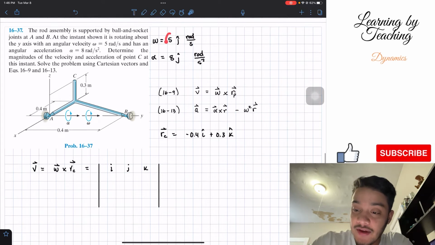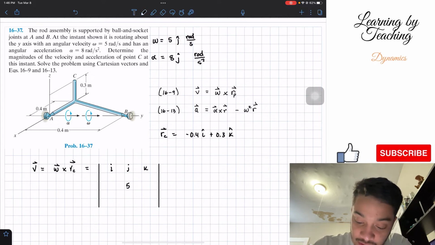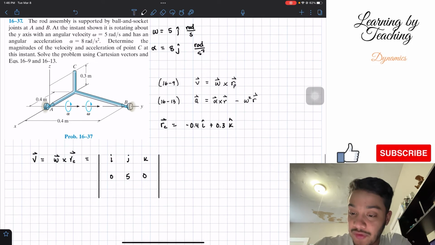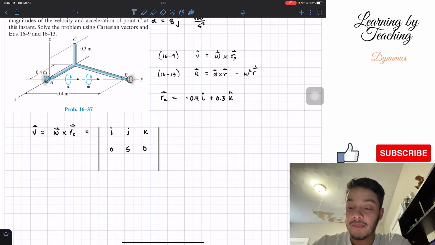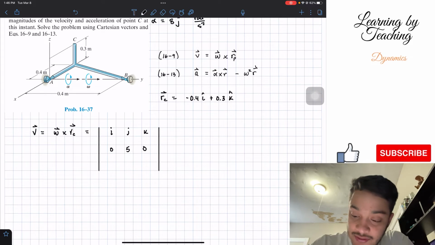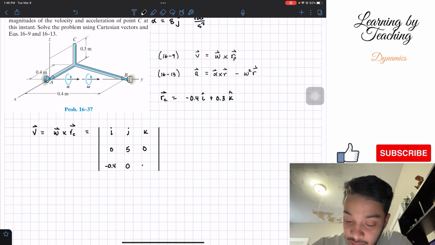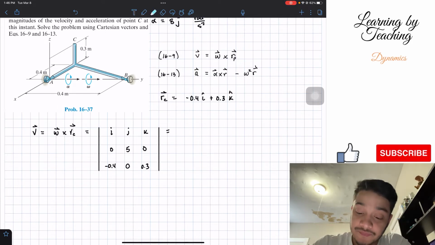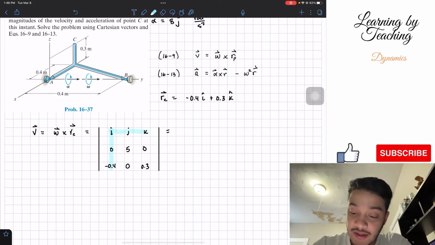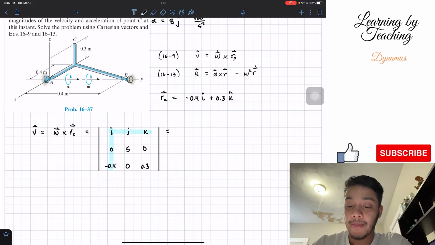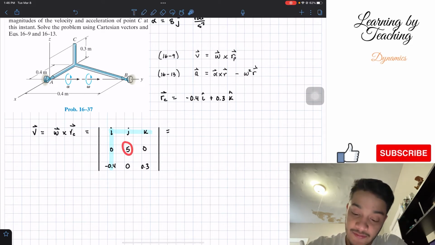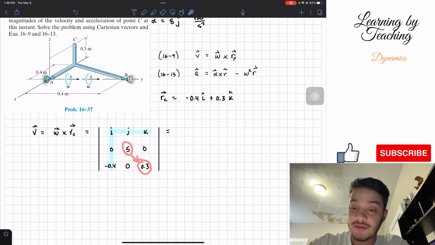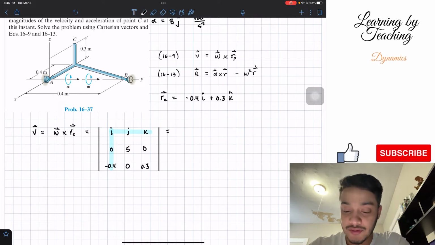then we put first omega. Omega is only 5 in the j, so I'm going to put 5 in the j and 0 for the rest, for i and k. My r_C is equal to negative 0.4 in the i direction, 0 in the j direction, and positive 0.3 in the k direction. And the way that I like to solve this is by blocking this row and this column, right? And then what we're going to do is multiply 5 times 0.3, multiplying this crossing, like it's a cross product.